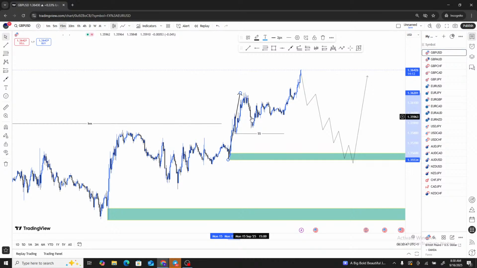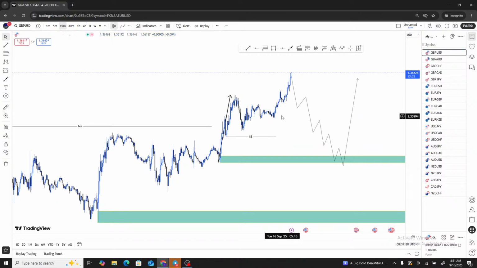Then another criteria is after breaking structure, there should be liquidity close to the order block. As you can see, this is the liquidity zone. It is very close to the order block. So people that are going to buy from this level will be liquidated. Their stop loss will be hit, right? And price is possibly going to tap into this order block and move to the upside.